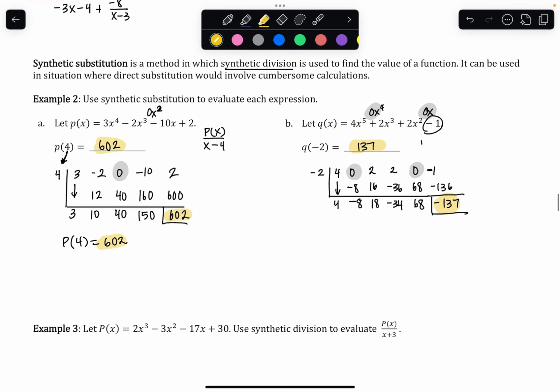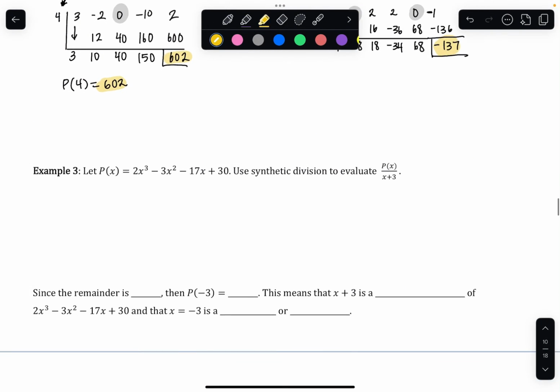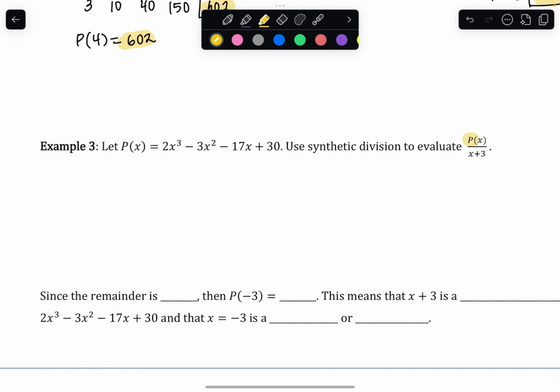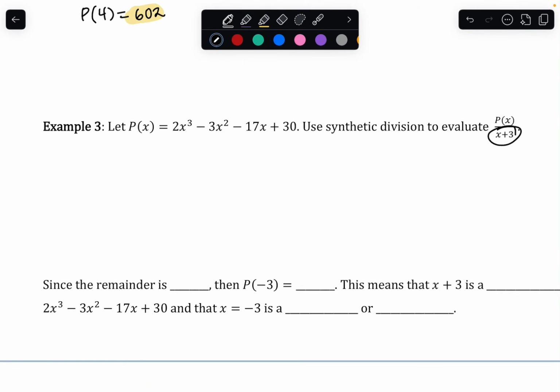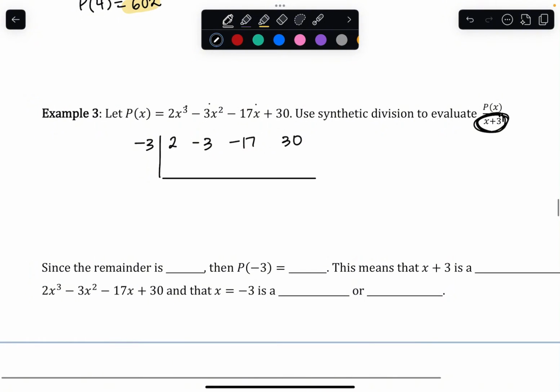Okay, so that's just a cool application of synthetic division, very helpful if you don't have a calculator. And so in this next example, it says use synthetic division to evaluate P of x divided by x plus 3. And so using synthetic division, 2, -3, -17, 30 would be the coefficients. We have our x cubed, x squared, x, and 30. And then the root of the divisor is -3. Okay, remember the root of the divisor goes there.